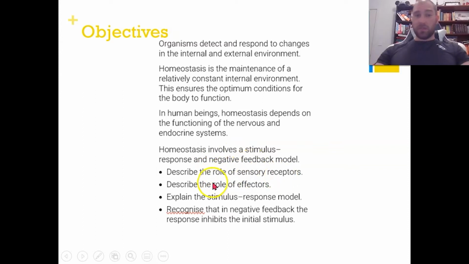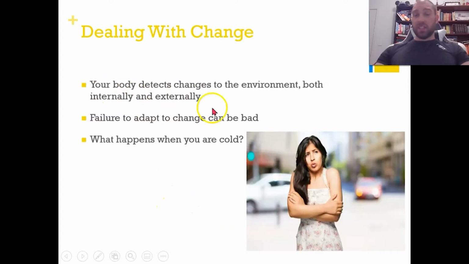Describe the role of sensory receptors, describe the role of effectors, explain the stimulus response model, and recognize that in negative feedback, their response inhibits the initial stimulus. So, dealing with change. Your body detects changes to the environment, both internally and externally. And failure to adapt to a change, either internal or external, can be very bad for you and your body cells. So here's a question: what happens when you are cold?